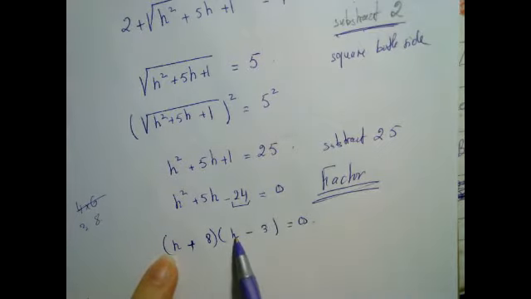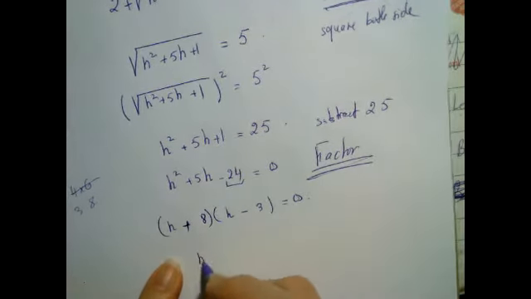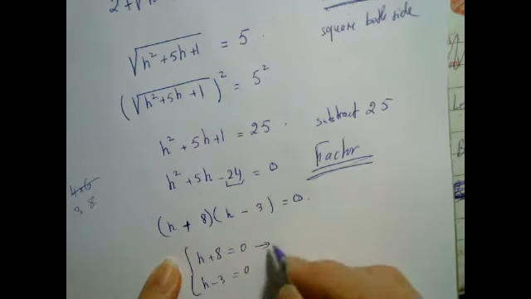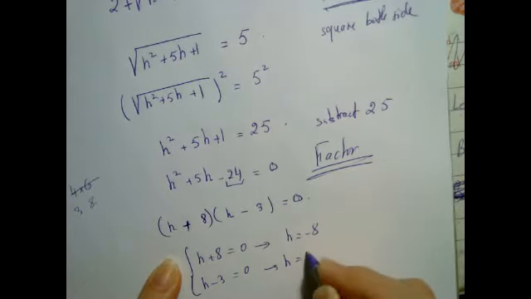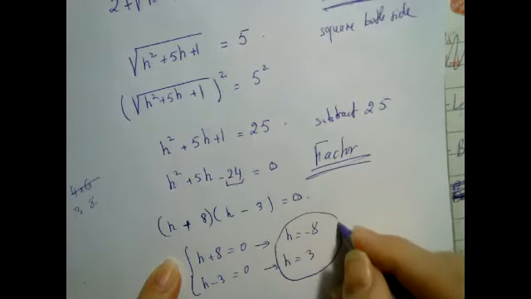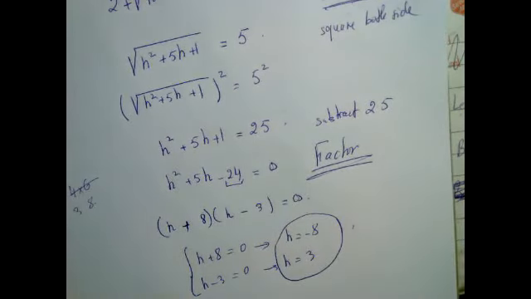I'll double check. h squared minus 3h plus 8h minus 24. So now each one of the factors is set equal to 0. The first one will give me h equal to minus 8, and this will give me h equal to 3. End of the problem. All right.